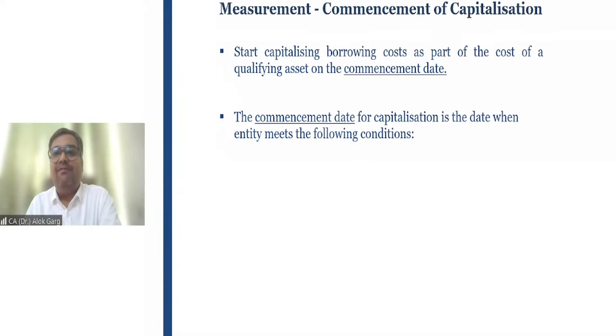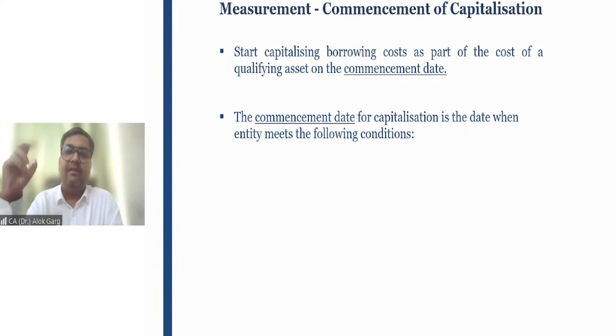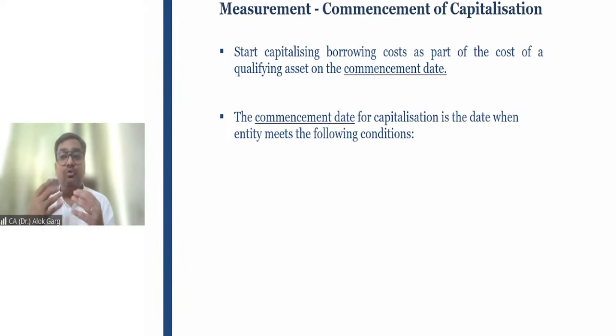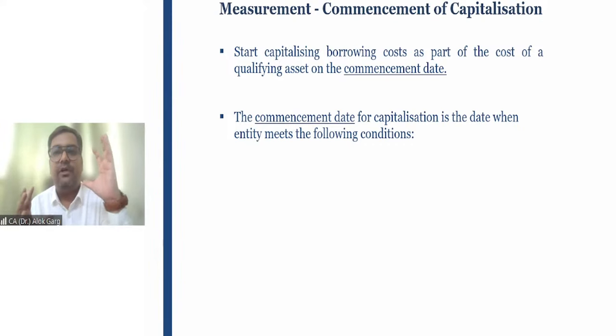Coming to the general borrowing, if borrowing is part of a general pool, right, in that case, you need to compute the capitalization rate. What is the capitalization rate? Capitalization rate is equal to total interest cost divided by total pool of borrowings. It will give you a weighted average rate, right? Then you need to apply that weighted average rate to the amount incurred on the various projects or on the various qualifying assets. This will give you the borrowing cost which is going to be capitalized. So far we have understood these three, four important concepts.